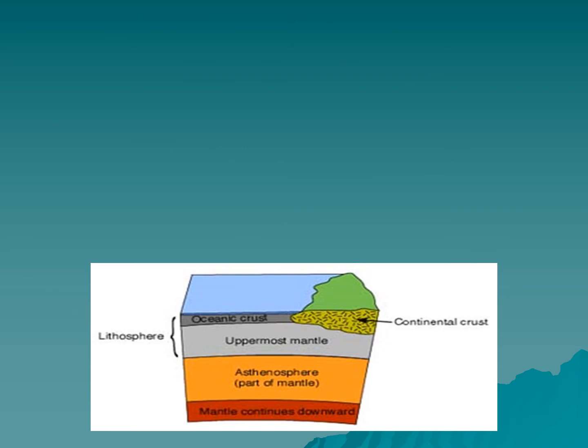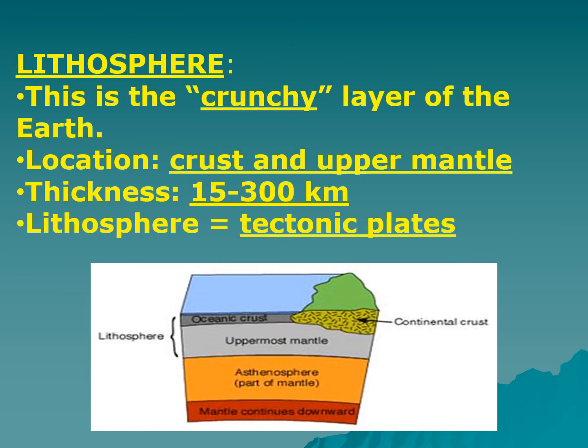Let's start at the top physical layer, the lithosphere. We live on the lithosphere. It is that crunchy layer of Earth on the top. Its location is the crust and the uppermost part of the mantle. Its thickness is about 15 to 300 kilometers, and the lithosphere is divided into tectonic plates. We'll learn more about those tectonic plates next week.